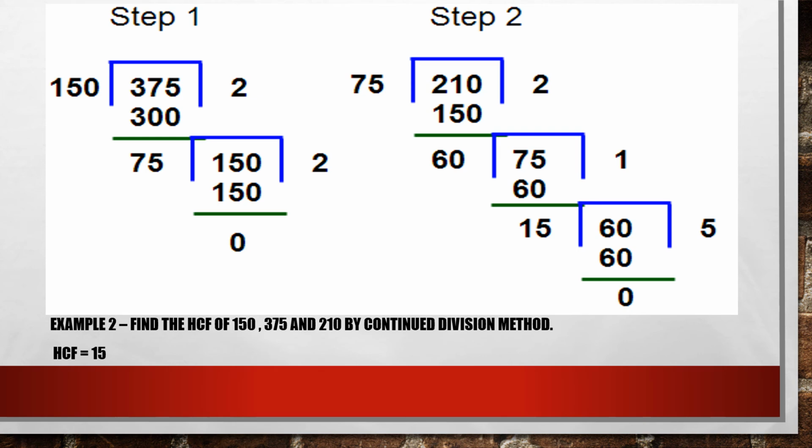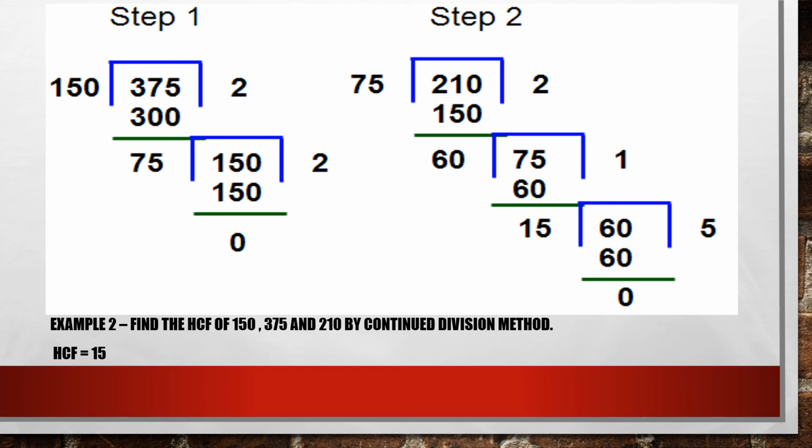The quotient is 2 and the remainder is 75. We proceed again and we get the remainder 0. So once we get the remainder 0, we can stop there. So in the first part we got 75. But we didn't try with the third number. Continue with the third number.